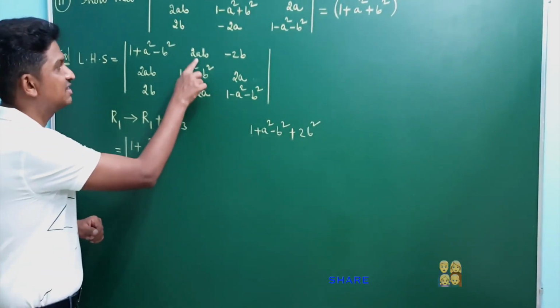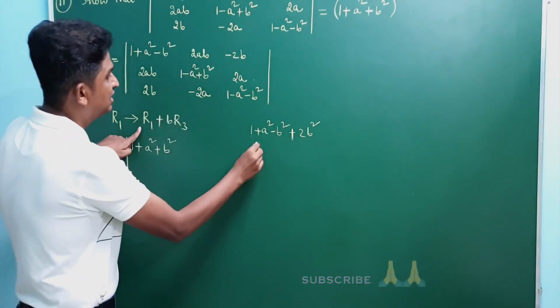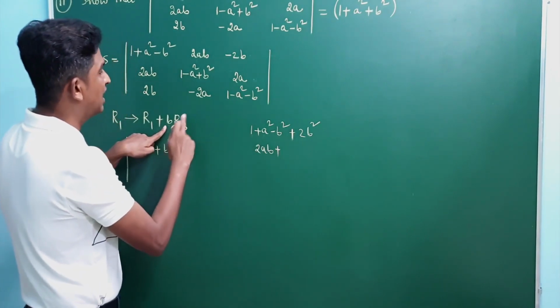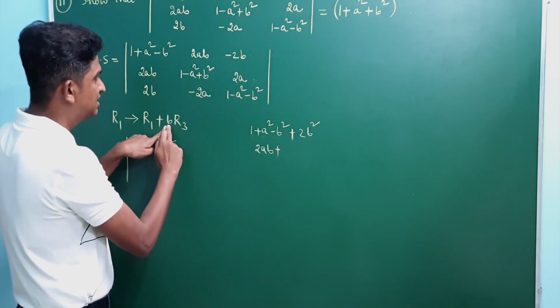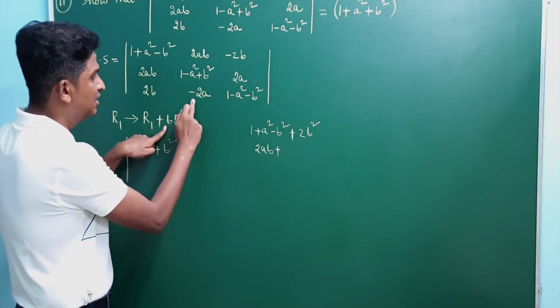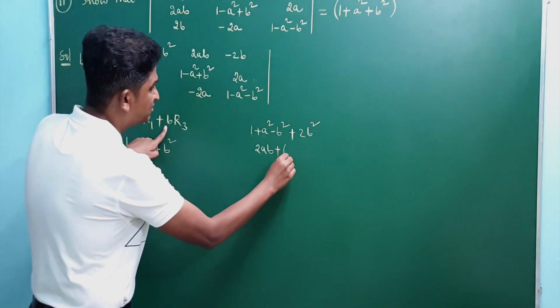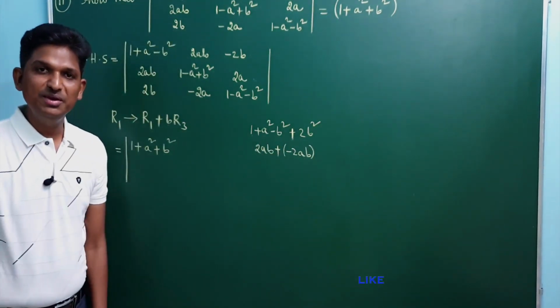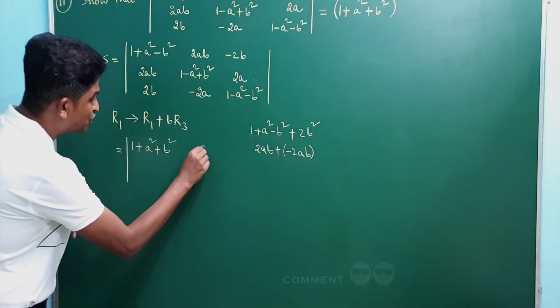Now let's see for this element. R1 is 2ab, plus b into R3. This element you multiply with b. When you multiply this element with b, this will become minus 2ab. See, 2ab minus 2ab is 0. So you will get 0 here.